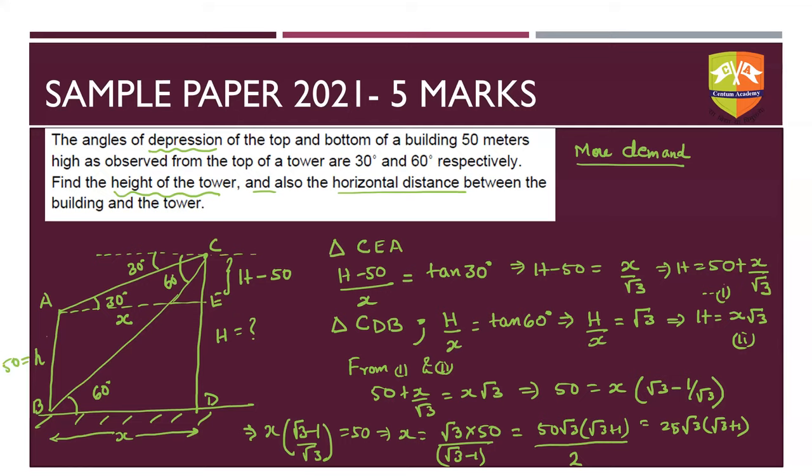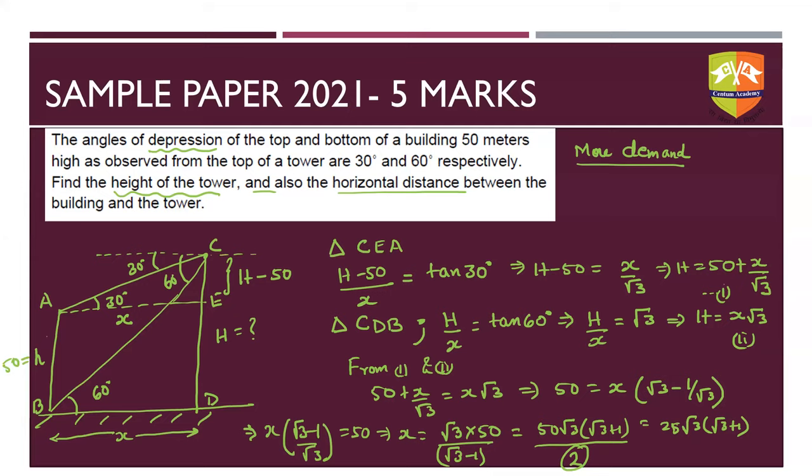I will check whether the equations are correct or not. H minus 50 upon X is tan 30, so X by root 3. Yes. So H is 50 plus X by root 3. Shouldn't it be root 3 minus 1? Denominator is 2 only. I mentioned 2 only, no? Somewhere I might have done some mistake. H by X is root 3, so H is X root 3. Fair enough. So 50 plus X by root 3 is equal to X root 3. So 50 is equal to X common root 3 minus 1 by root 3. So root 3 minus 1 by root 3 times X is equal to 50. Is there an error?